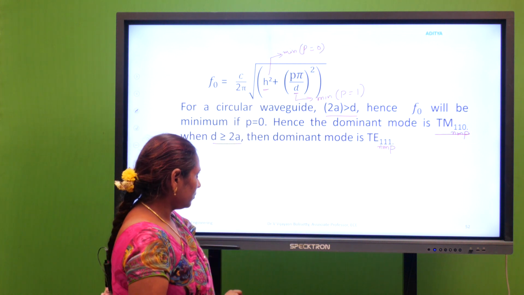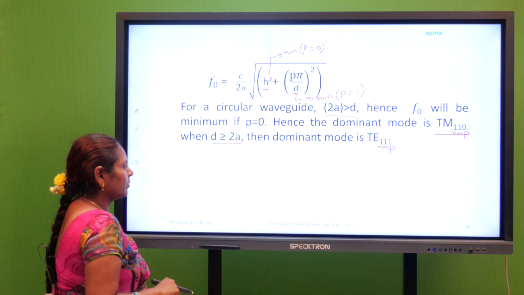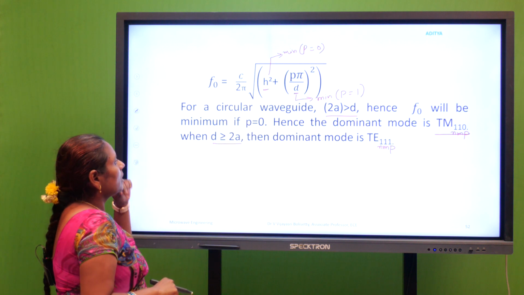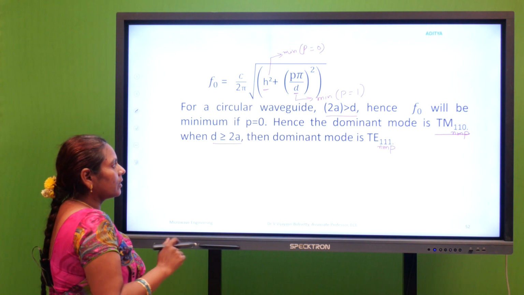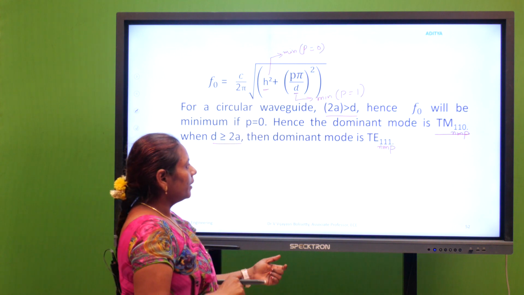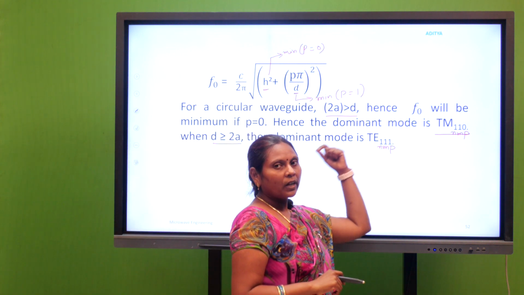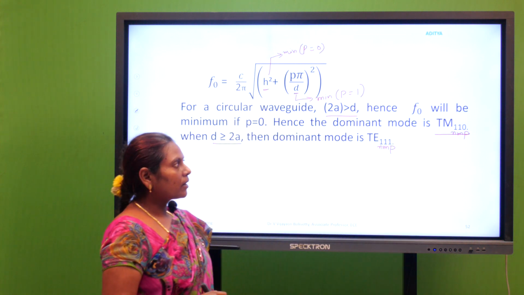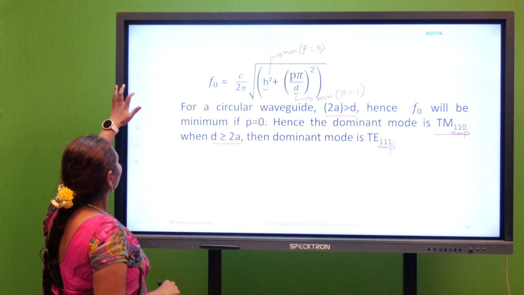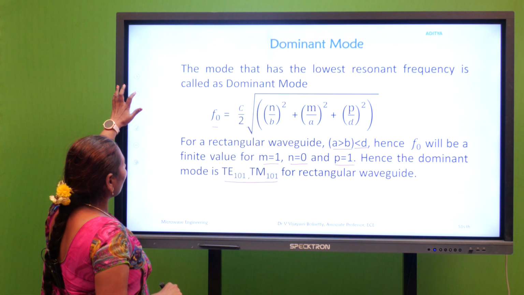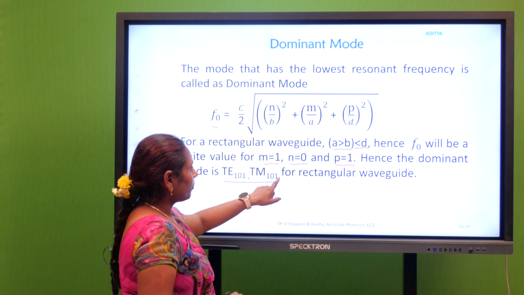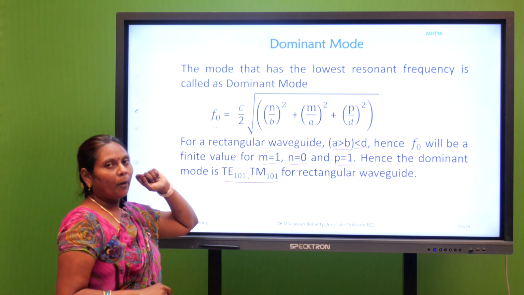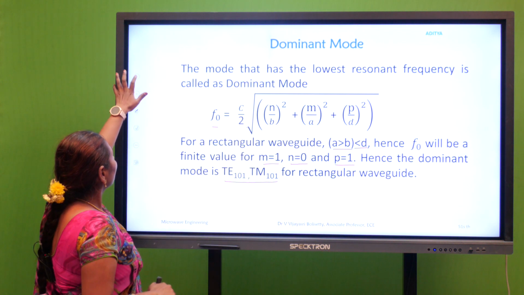So, these are the dominant modes in the circular cavity. For TE, 111 is the dominant mode, and for TM, 110 is the dominant mode in the circular cavity. Whereas for the rectangular cavity, TE or TM 101 is the dominant mode.